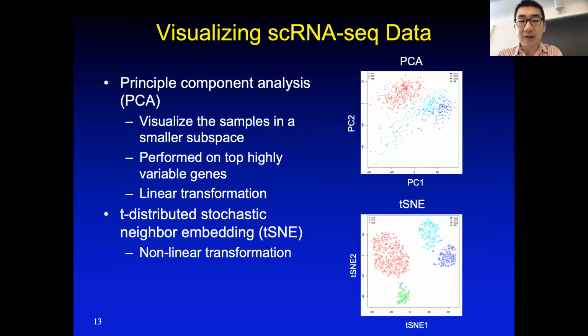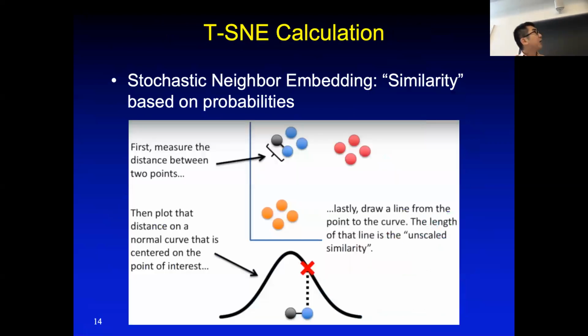As you can see in these figures, it will give you a better visualization of these cells. You can see that cells that are similar to each other are closer on this t-SNE plot, and cells that are different from each other are more separate on this t-SNE plot compared to the PCA result. So how can t-SNE achieve a better visualization?